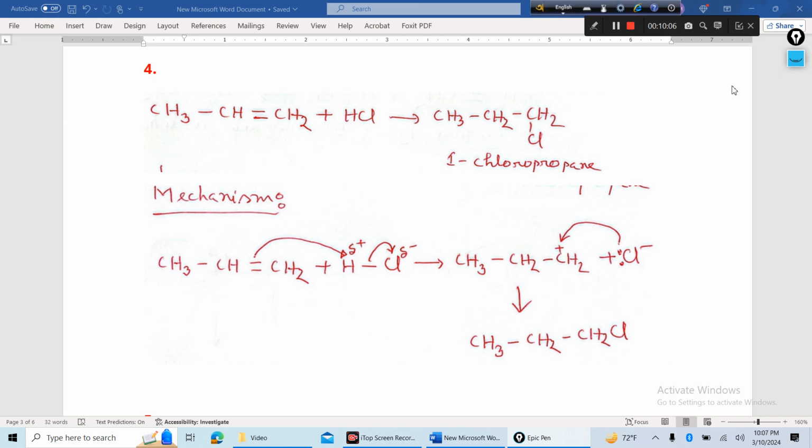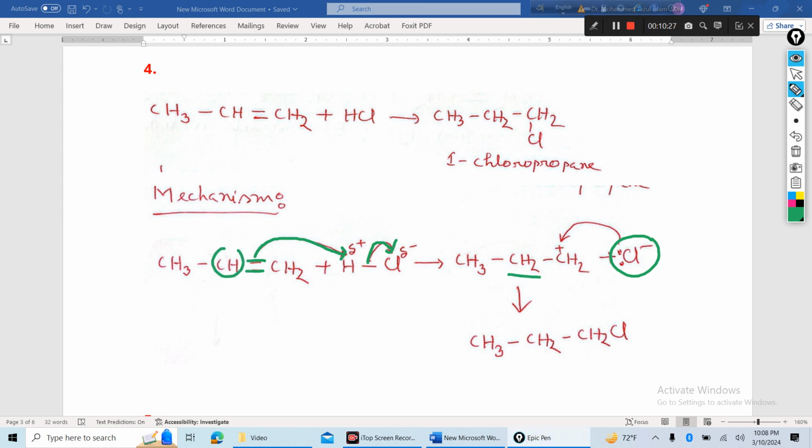Okay, this chlorine takes electron to form a chloride ion. The carbon double bond, pi bond gives electron to this hydrogen, and this hydrogen is added to the left carbon, it becomes CH2. The right carbon becomes a positive ion, carbonium ion. So this chlorine gives its lone pair electron to form the product 1-chloropropane.